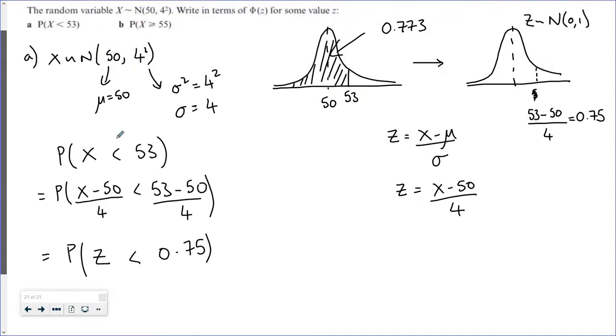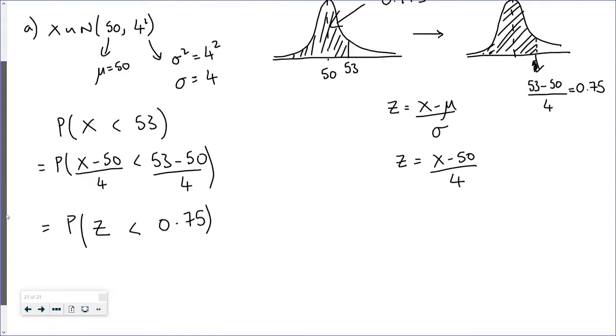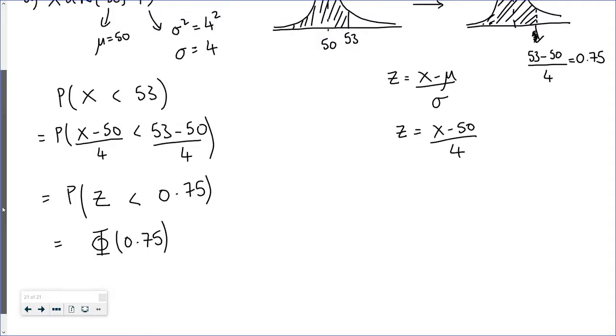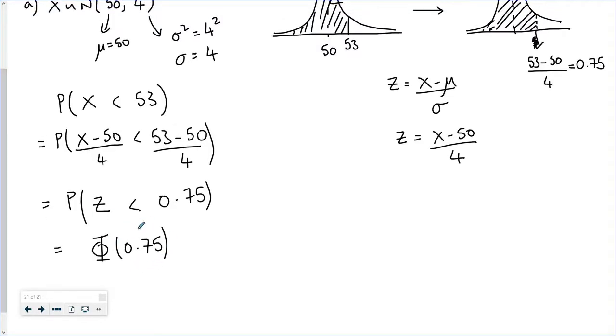So that means that we want to work out the probability of our standard normal variable z being less than 0.75. That's what we found there. Well, that is just phi of 0.75. Remember what the definition of phi was. It's the probability of z being less than this value here.